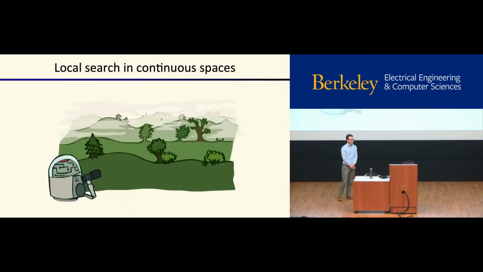But I want to get to this idea of local search in continuous spaces. So far we've talked about discrete search. We had all these ways that we could do planning. We had all these ways that we could do local search in discrete state spaces. But what about continuous spaces? The world is continuous, and we might need to solve continuous problems.